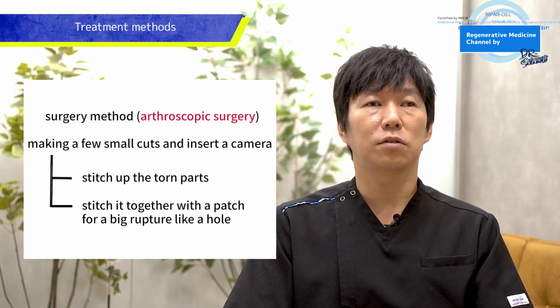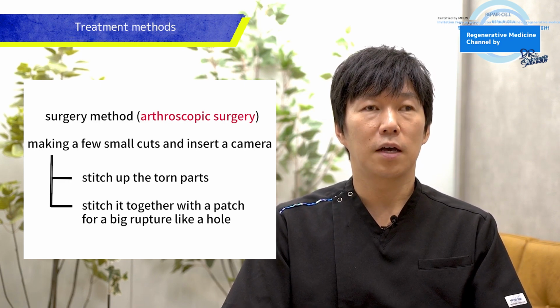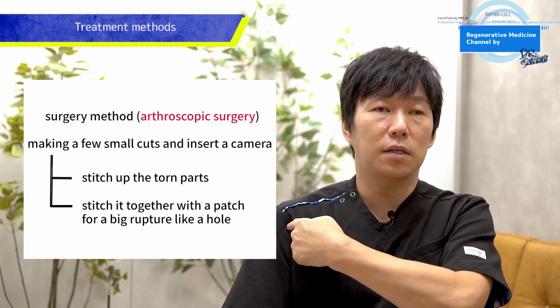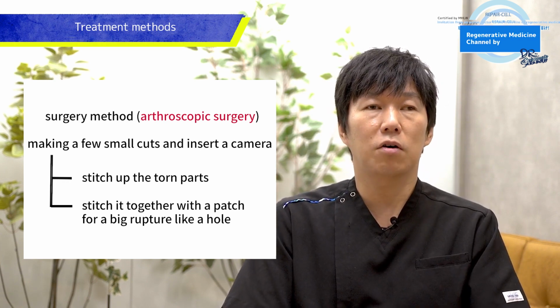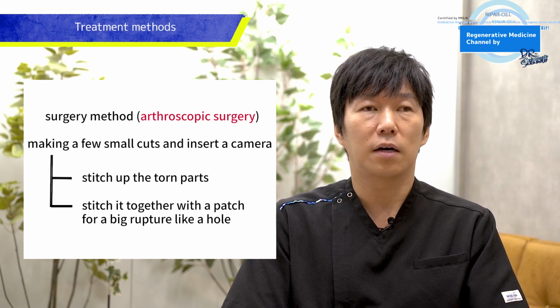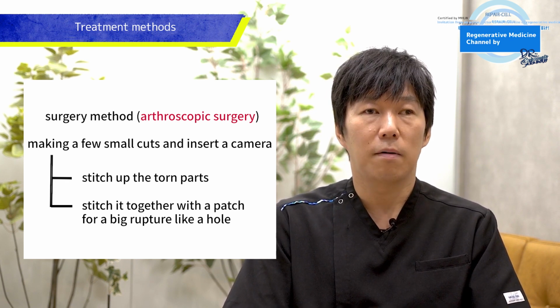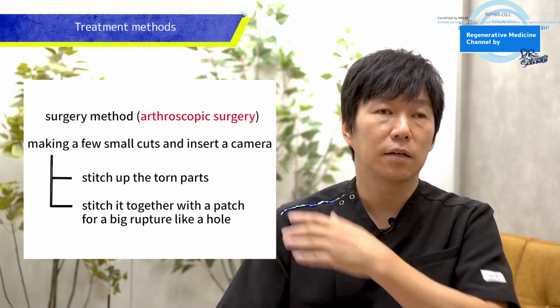The surgery for rotator cuff injury uses endoscopes. We make a few small cuts and insert a camera. While looking at the camera images, we stitch up the torn parts. Or if it's a big rupture like a hole, we often stitch it together with a patch.